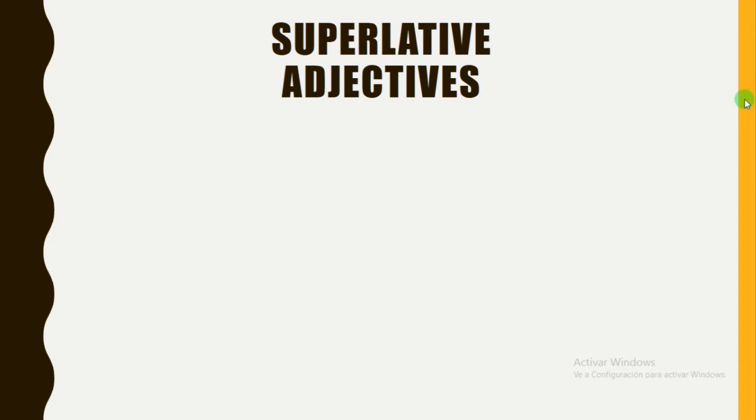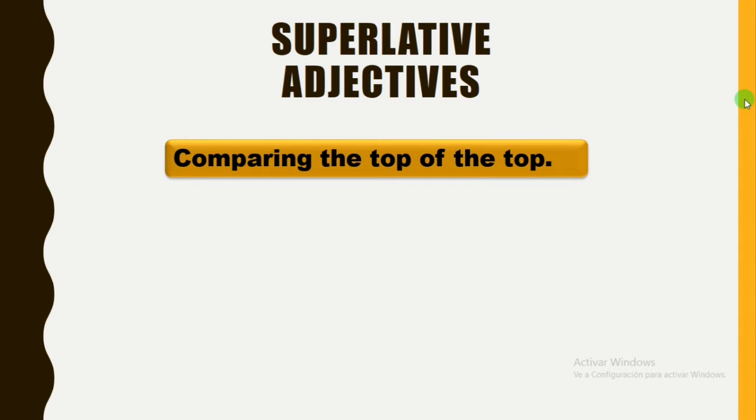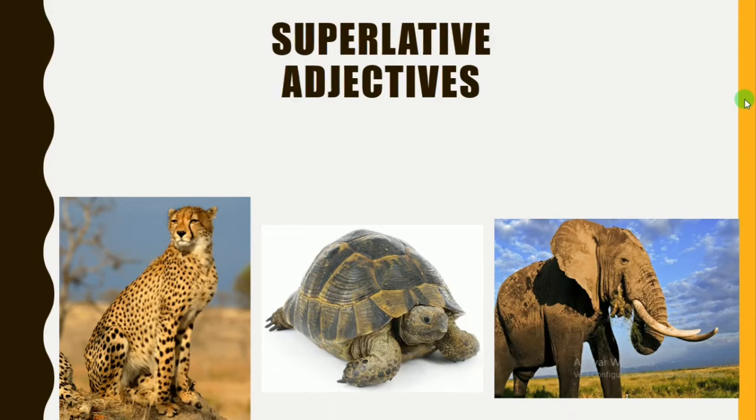Now, what are superlative adjectives? We use superlative adjectives to describe or compare things by the top of the top, o sea, significa lo mejor de lo mejor, o sea, el punto más alto. Y aquí no solo estamos comparando dos cosas, sino que de un grupo podemos sacar el más alto, el más pequeño. So let's see these examples.